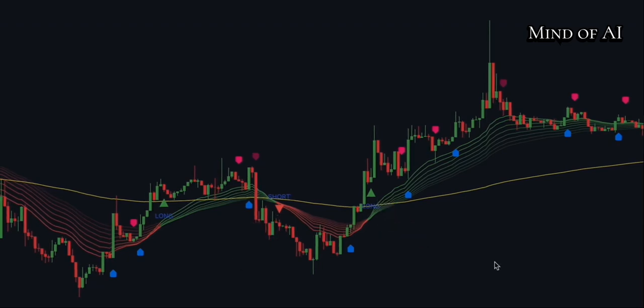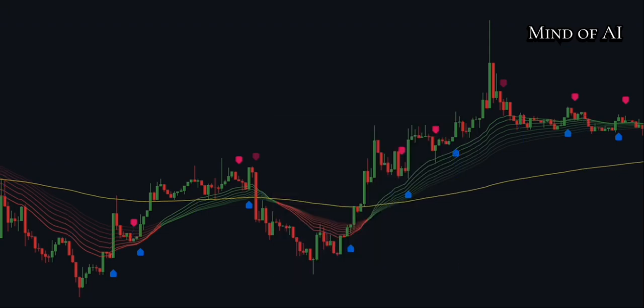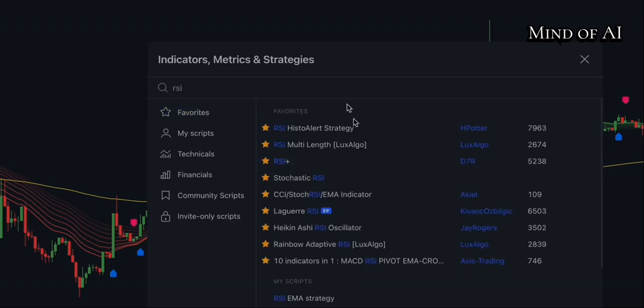Since we already have a buy and sell indicator on the chart, which is the machine learning, let's actually disable those EMA ribbon signals. If we take a look at the chart, we can see that this indicator does filter out a lot of fake signals, but there are still some left. That's why ChatGPT suggested using the relative strength index as secondary confirmation.